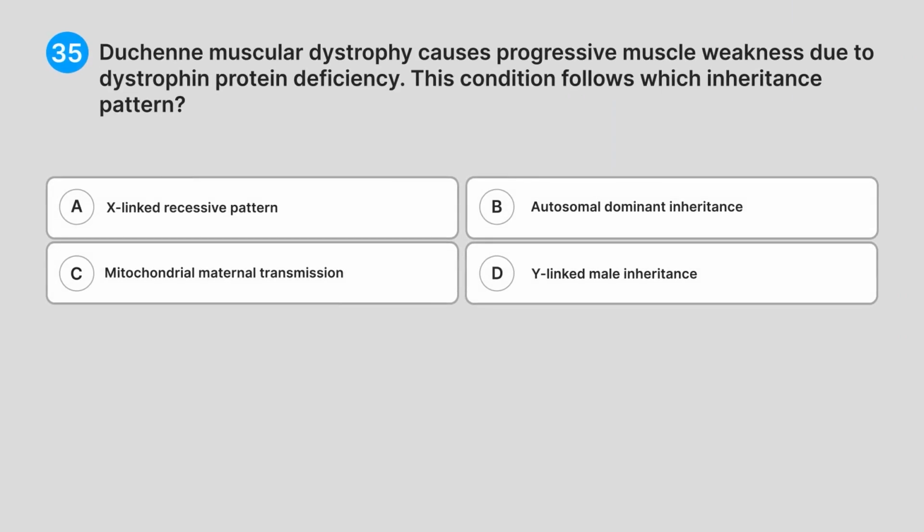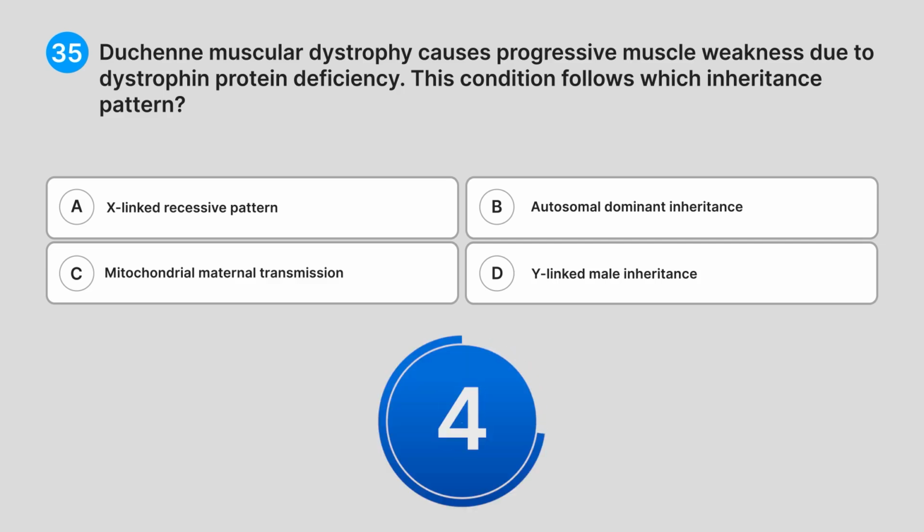35. Duchenne muscular dystrophy causes progressive muscle weakness due to dystrophin protein deficiency. This condition follows which inheritance pattern? A. X-linked recessive pattern. B. Autosomal dominant inheritance. C. Mitochondrial maternal transmission. D. Y-linked male inheritance. Can you guess the answer?